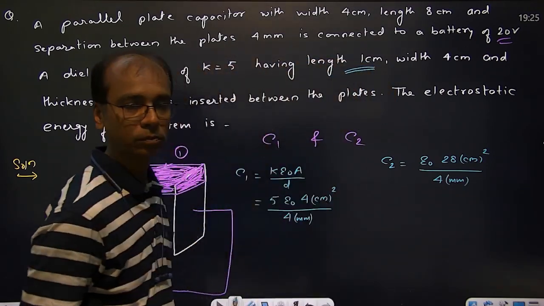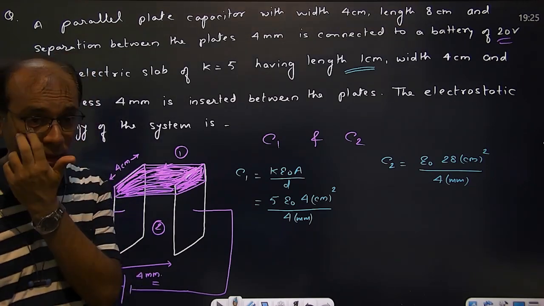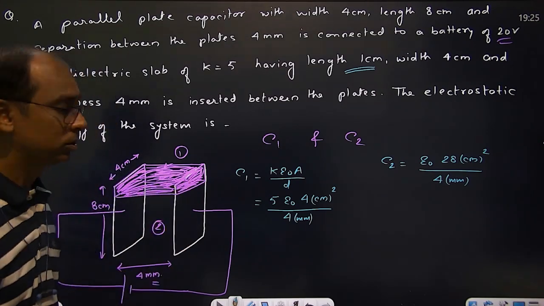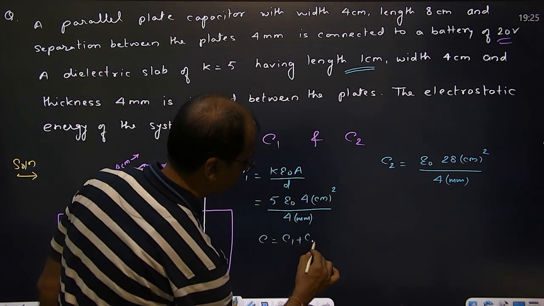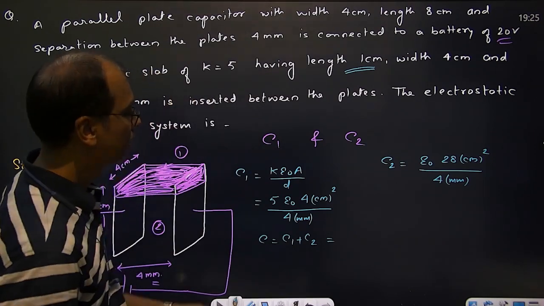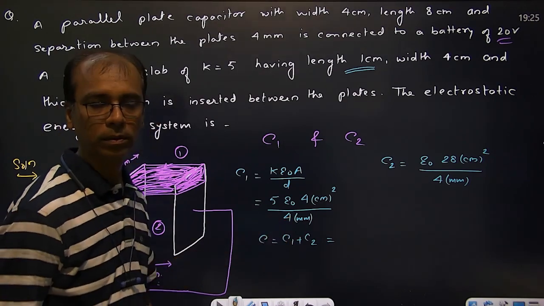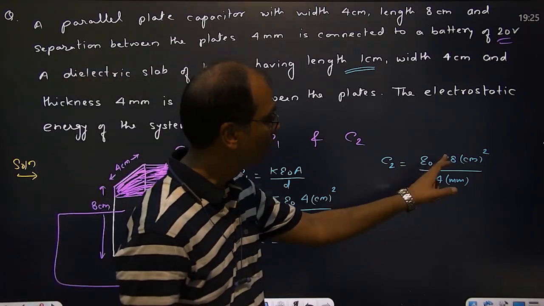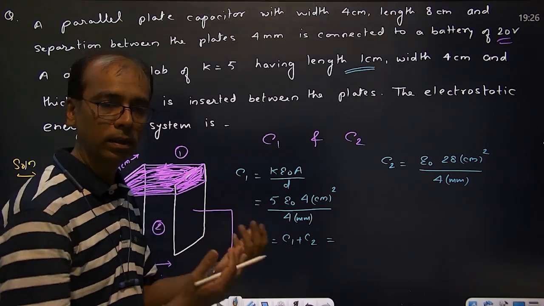Perfect. Now we are saying that first we have to find the net capacitance. After that only we can find the energy. So these are parallel connections, so we know that C equal to C1 plus C2. We have to add them. So what is this actually? 20 epsilon naught by 4, and 28 epsilon naught by 4. I am not changing units. In the end we will change.